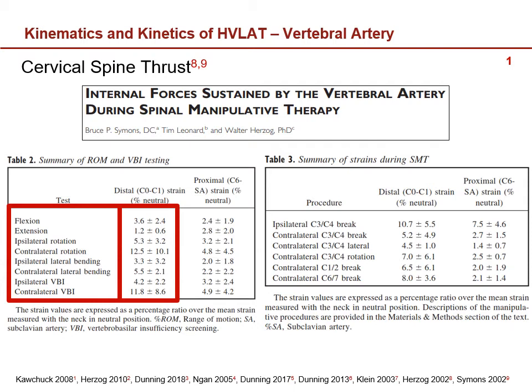Okay, so then how did these values compare to the summary of strains during the spinal manipulative therapy techniques? You can see the 6 different techniques that were shown there, and the different strain gauges. Ipsilateral C3 through C4 break was the highest at 10.7 for the upper cervical spine, but these were all within the same ranges of normal physiological ranges of motion, particularly of the rotation and the VBI testing that were shown in Table 2.